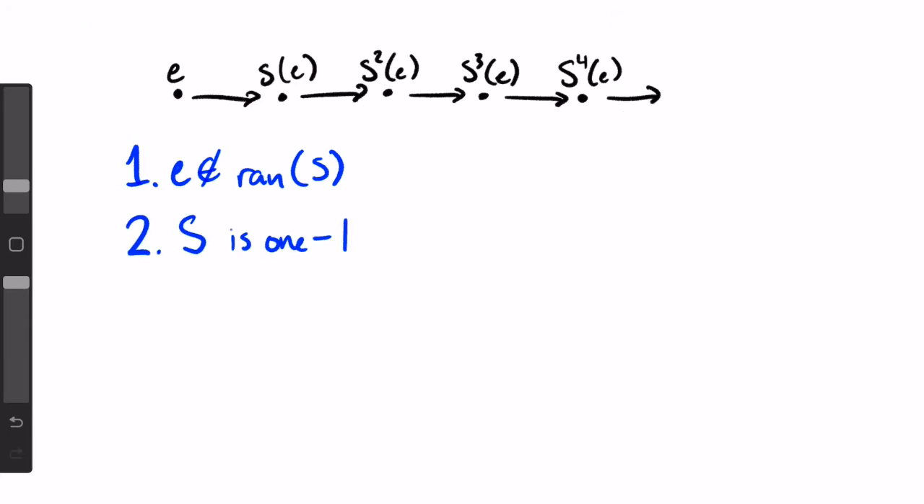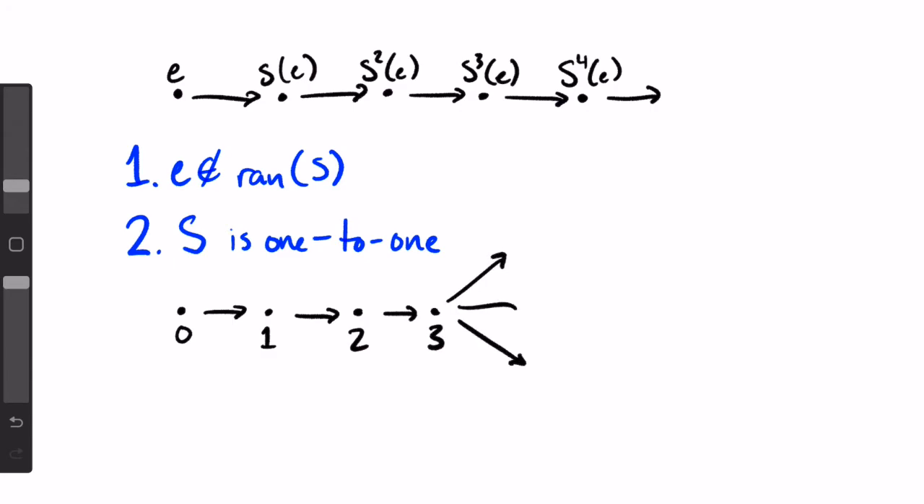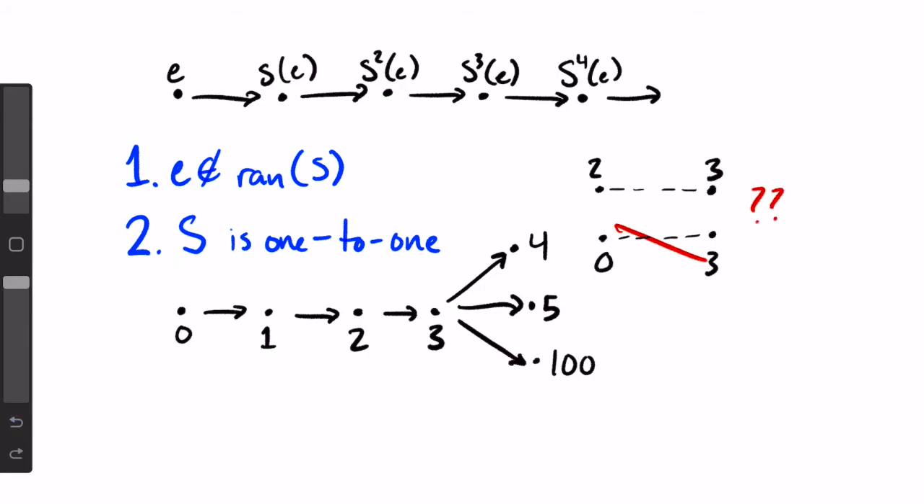Second, the function s is 1-to-1. This means that for every input, there is exactly 1 output, and for every output, there is exactly 1 input. This is so that there are no branching paths on this ladder. We want to be able to look at a single step and know exactly where it came from and where it's going. To bring in the natural numbers a little prematurely, it would be terrible if we were counting 0, 1, 2, 3, and then from 3 we could either go to 4 or 5 or 100. Similarly, we don't want to look at the number 3 and wonder, what number led to 3? We want to be 100% sure that the number that came before was 2.